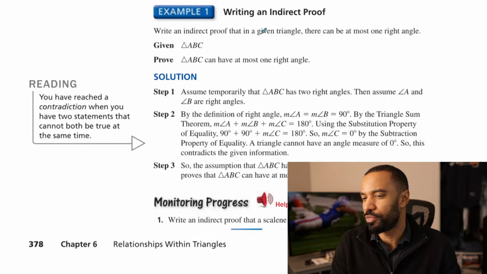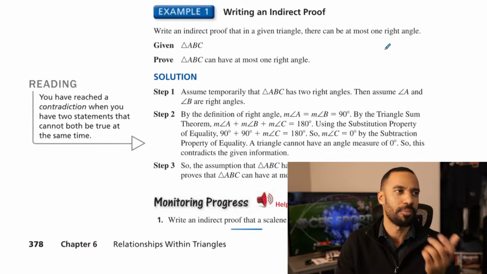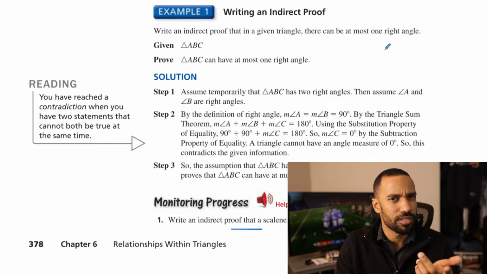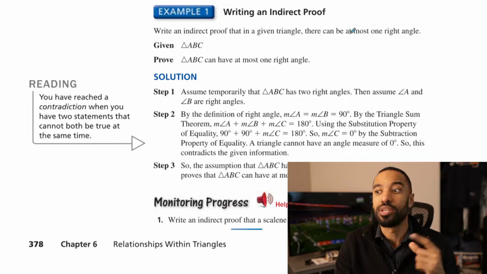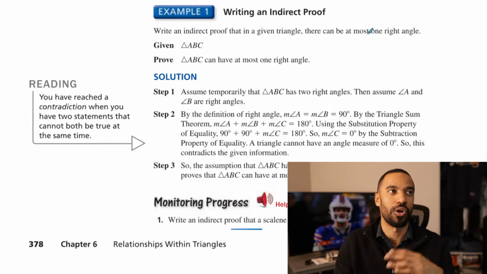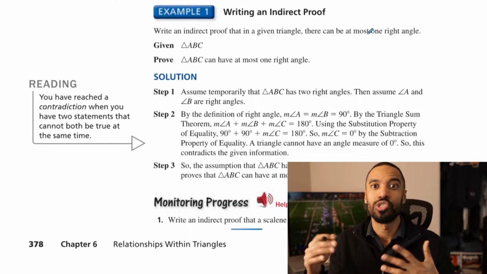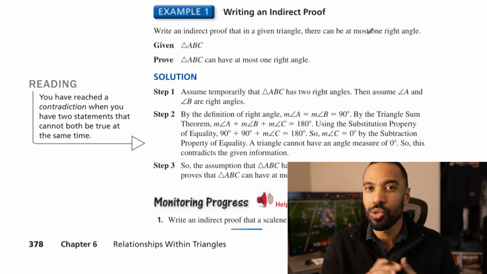Write an indirect proof that in a given triangle, there can be at most one right angle. Okay, so let me think about that. So assuming that it's false first, is that what they're saying? So prove it can have, it says, at most one right angle. Okay, so I want to look at a scenario where it has two right angles. Okay, so here's how I'm going to say it. I want to assume that it has two right angles.